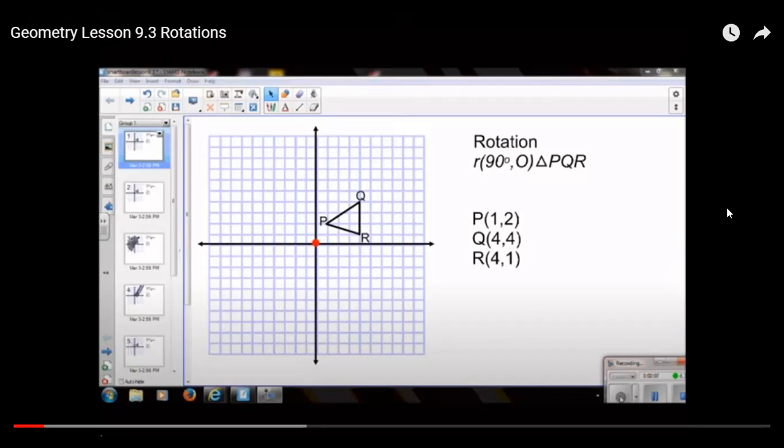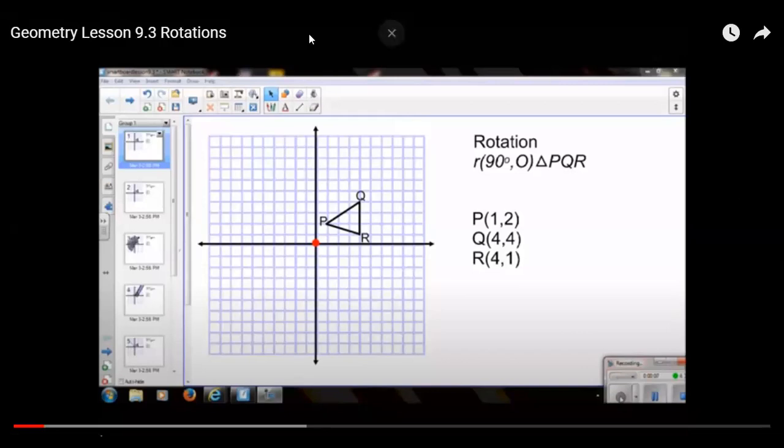Okay. It's a type of transformation that turns a figure around a given point called the center of rotation. Which is the center. Yes. So the image has the same size and the same what? Shape as the pre-image. Okay?